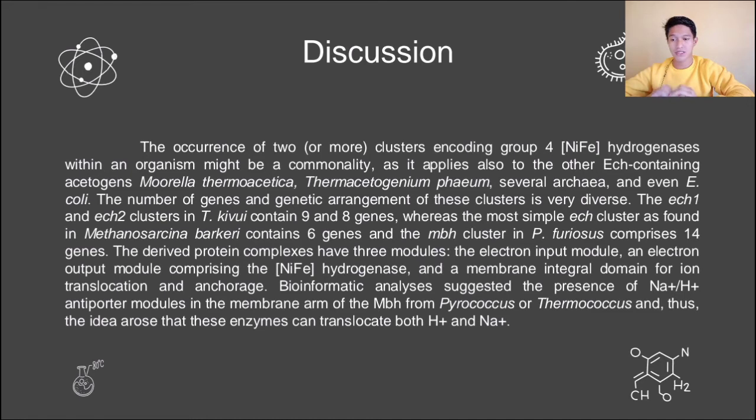Now for the discussion of the study. The occurrence of two or more clusters encoding group 4 hydrogenases within an organism might be common, as it applies also to the other H-containing acetogens such as Moorella thermoacetica, Thermoacetogenium phaeum, several archaea, and even E. coli. The derived protein complexes have three modules: the electron input module, an electron output module comprising the hydrogenase, and a membrane integral domain for ion translocation and anchorage.